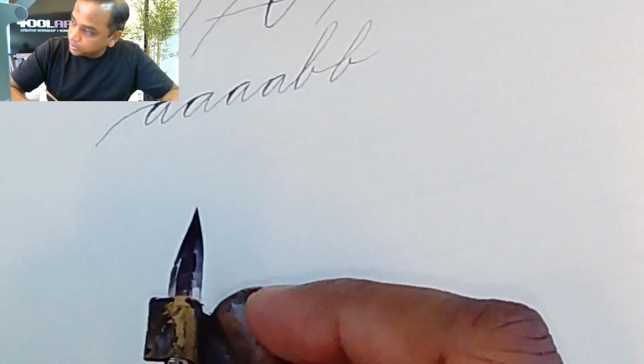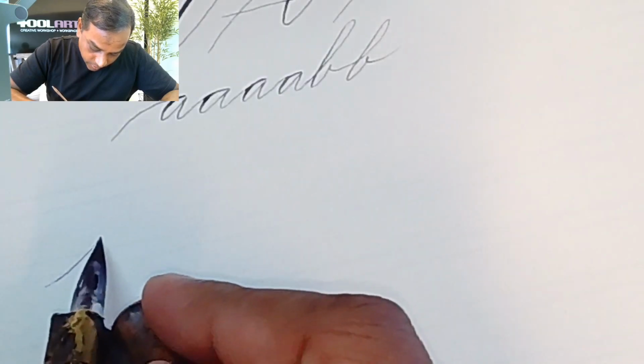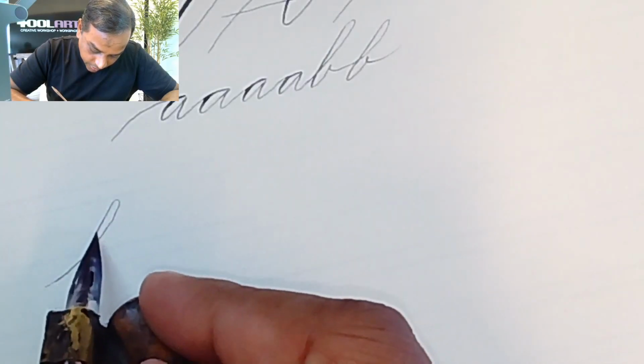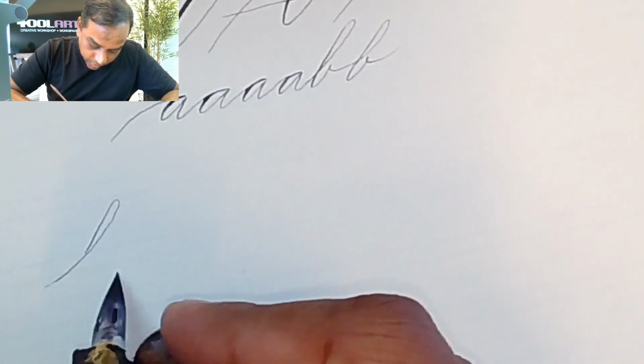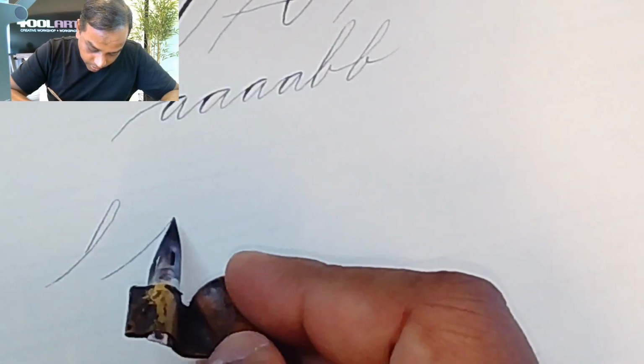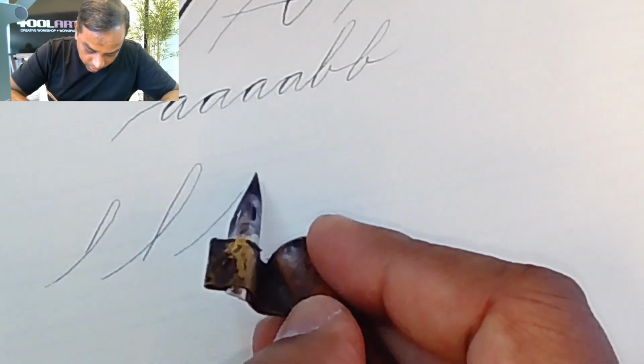So letter B. The same way, you start with the hairline, you go up, and here you create a loop. This is important to understand, how you create the loop. So you go under curve, you go all the way up, and then you come down. So mostly it's a hairline.